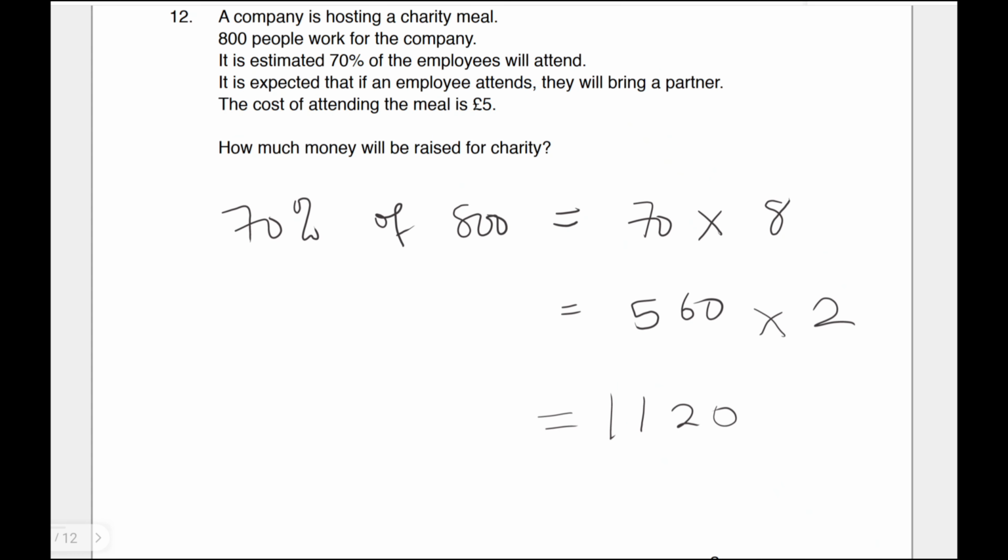So the cost of attending the meal is £5. So that would be 1,120 times 5. So that would be 0. 5 times 2 is 10. 0, 1. 5 times 1 is 5 plus 1, that will be 6. And 5 times 1 is 5. So that will be £5,600 will be raised for charity.